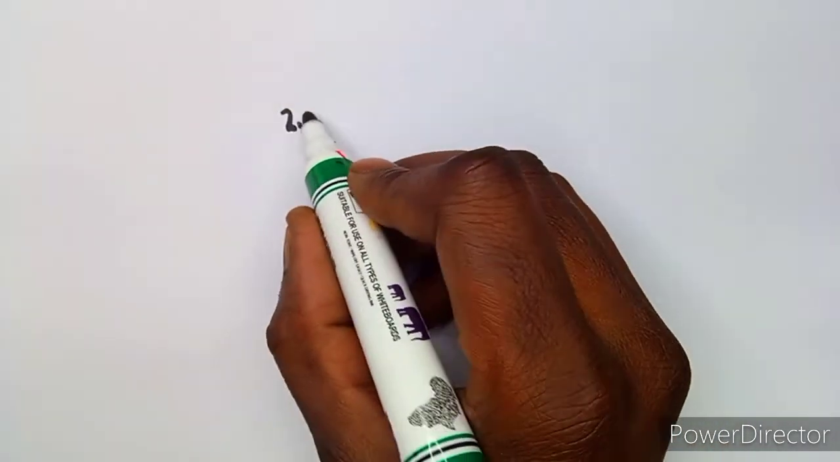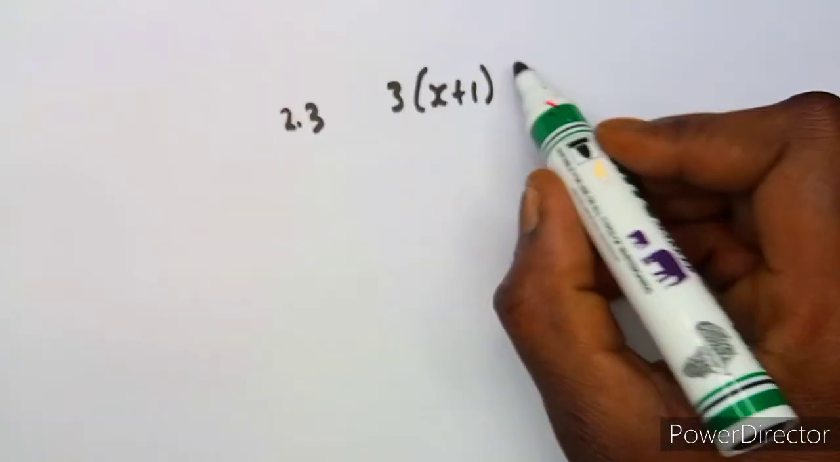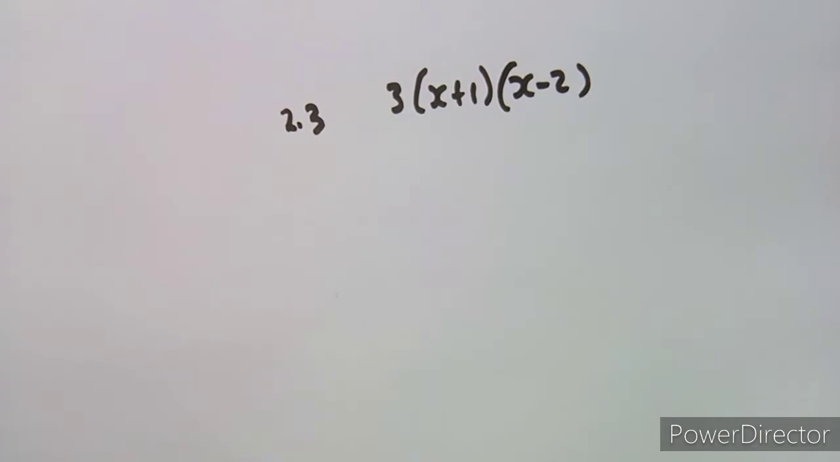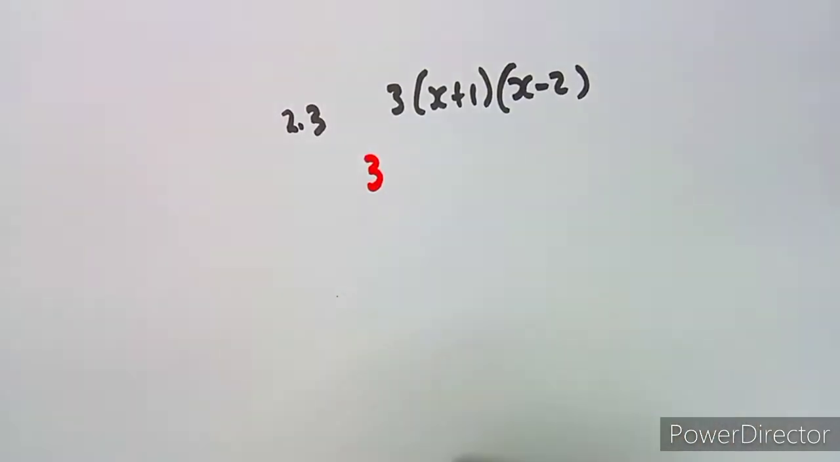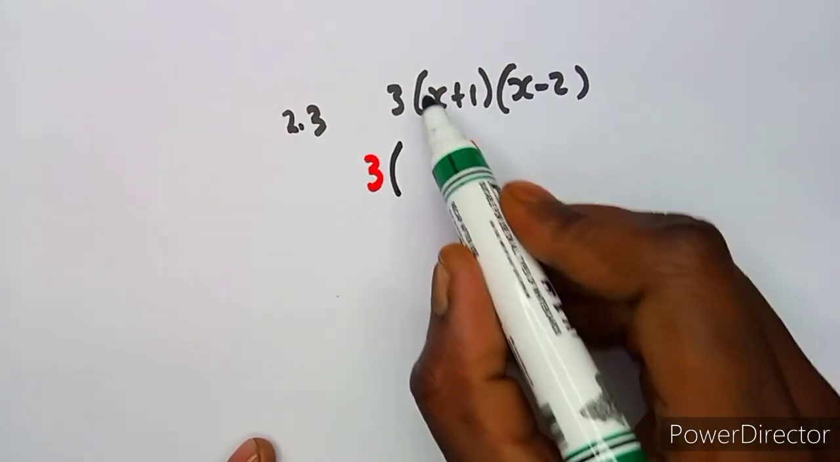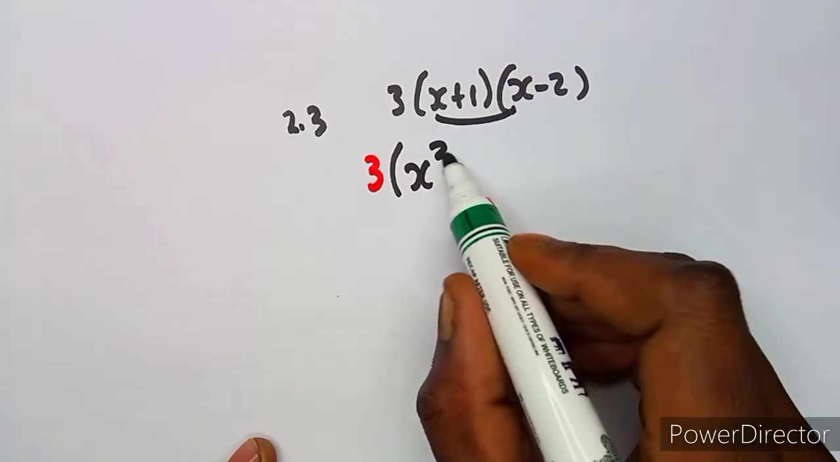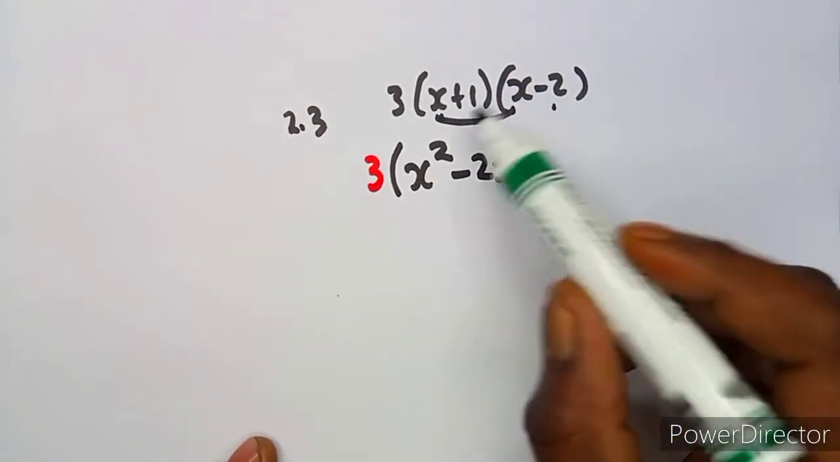This is what we have. Remove brackets and simplify on 2.3. That's 3 into x plus 1 into x minus 2. So there we just need to expand, guys. There are two options actually that we have. We can choose to leave this 3 outside the bracket and first expand what we are used to, which is this bracket. So it's going to be x and x here, which is x squared, x and minus 2, which is minus 2x.